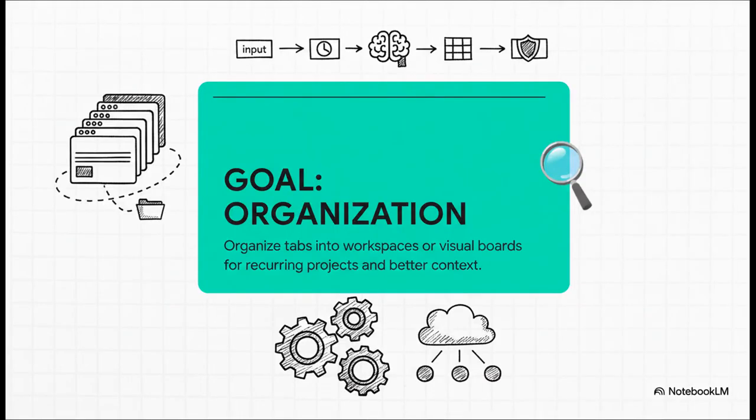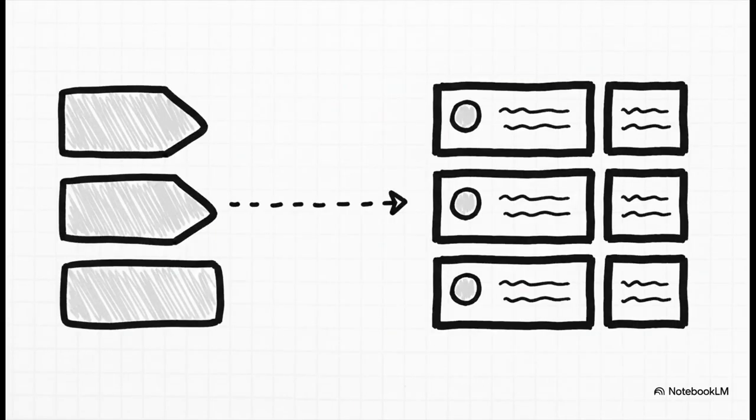All right, goal number 3, organization. This is for all you visual people out there. A simple text list of links from OneTab just doesn't cut it. You want to see your work, to group things into collections, almost like you're pinning cards on a project board. If that's you, then Toby is going to be your new best friend.